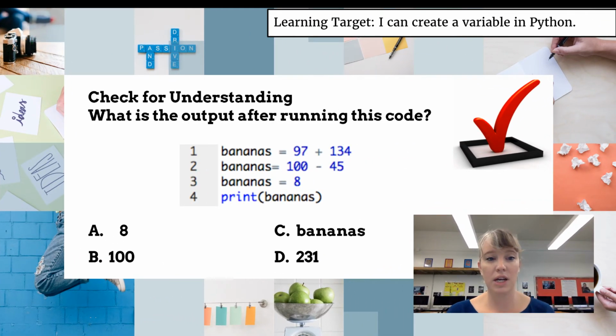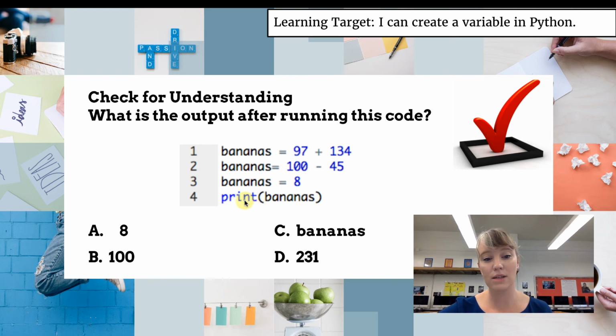Okay, so this check for understanding asks for the output after running this code. So you have bananas equals 97 plus 134 in line 1, bananas equals 100 minus 45 in line 2, line 3 says bananas equals 8. So after each line, the program stores it in a different way. So after line 1, bananas equals essentially 231, right? That's the sum of 97 and 134. After line 2, it's stored as 55 because it keeps reassigning. It throws out the old value and it puts in the new value. Okay. After line 3, it throws out 55 and it gives it 8.